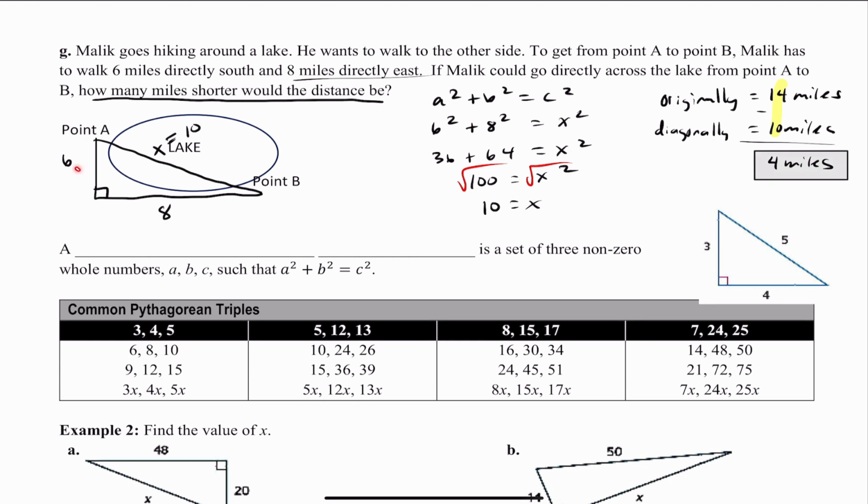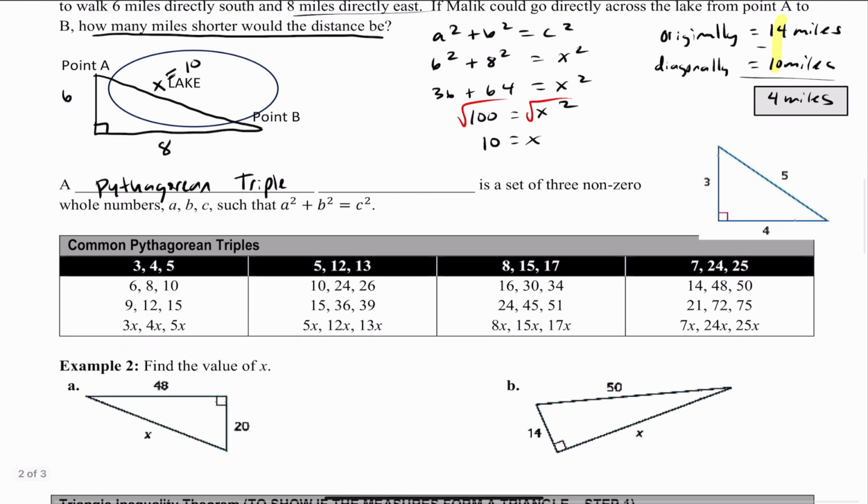Now, 6, 8, 10 is an example of a common Pythagorean triple. A Pythagorean triple is a set of 3 non-zero whole numbers a, b, and c such that a squared plus b squared equals c squared. Common Pythagorean triples are 3, 4, 5; 5, 12, 13; 8, 15, 17; and 7, 24, 25.